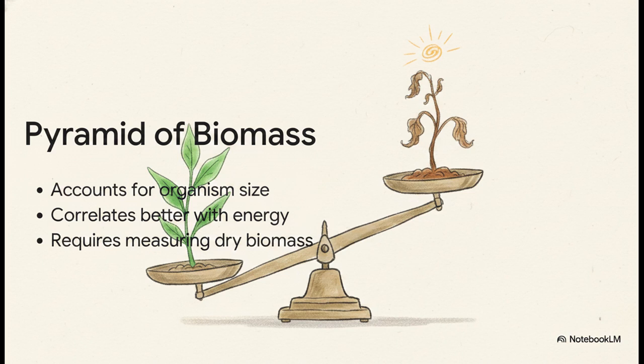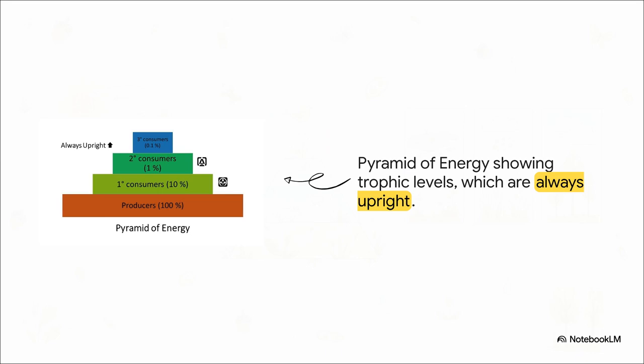But there's kind of a dark side to this data collection. For the data to be perfectly accurate, you have to measure dry biomass. If you just weigh organisms naturally, the varying amounts of water in their bodies make the numbers super unreliable. So measuring dry biomass unfortunately means that the plants and animals literally have to be killed and dehydrated to get an accurate reading.